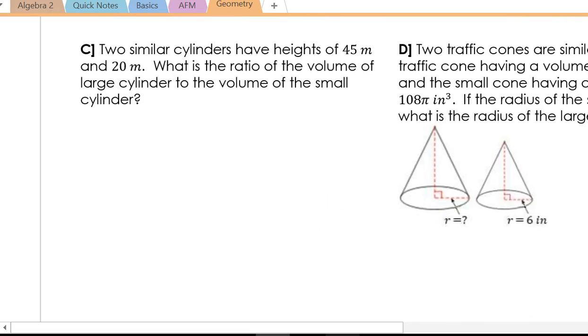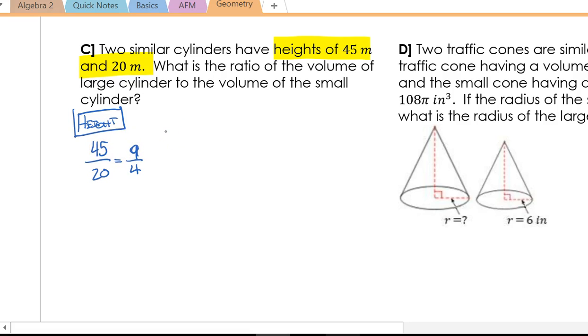Okay, Example C. Two similar cylinders have heights of 45 meters and 20 meters. What is the ratio of the volume of the large cylinder to the volume of the small cylinder? Right off the bat, we know that we are given two height measurements. So let's set up a ratio of these heights: 45 over 20, which we're looking to reduce. We can divide both by 5, and we get 9 over 4. Again, we're looking to reduce.